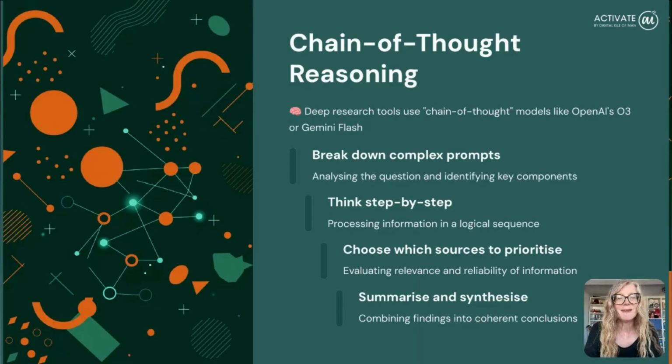Chain of thought reasoning. Behind many of these tools are models like OpenAI's O3 or Google's Gemini Flash. And they use something called chain of thought reasoning. That means breaking your question into smaller logical steps and then figuring out the best way to answer. It's not instant, but it is very powerful.